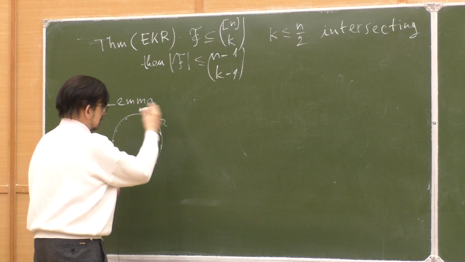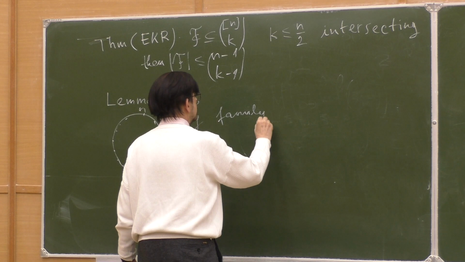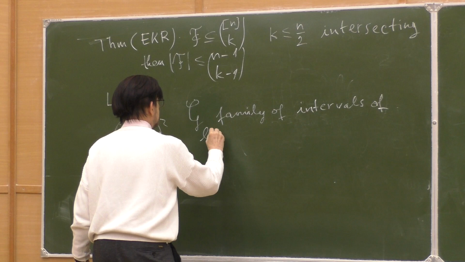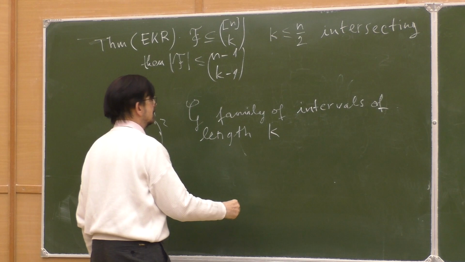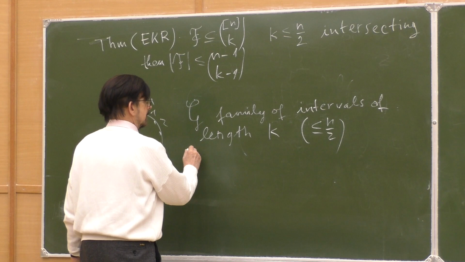And G is a family of intervals of length k, again less than or equal to n/2, and that is intersecting.